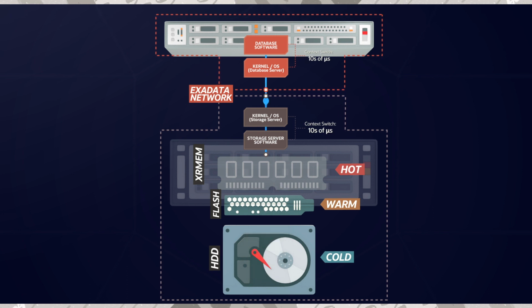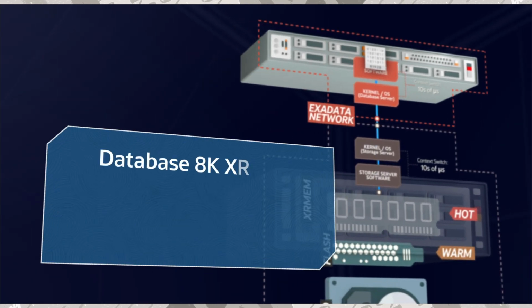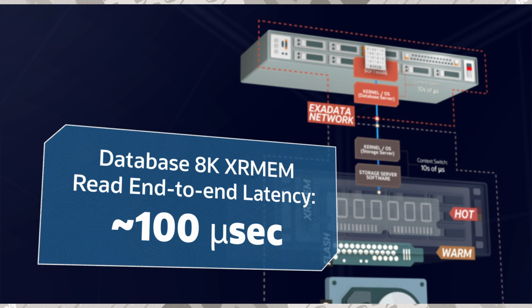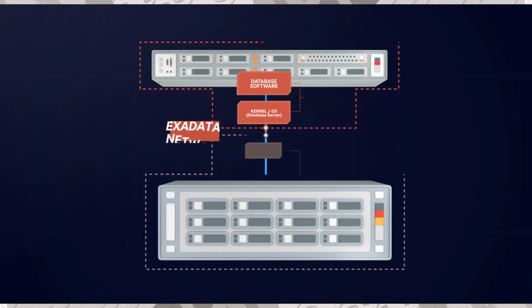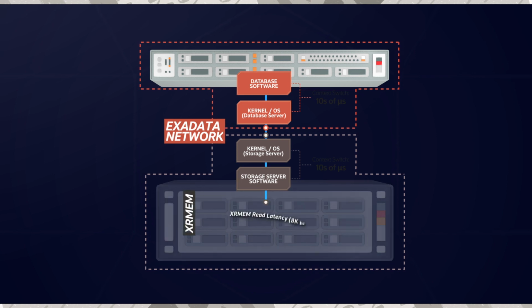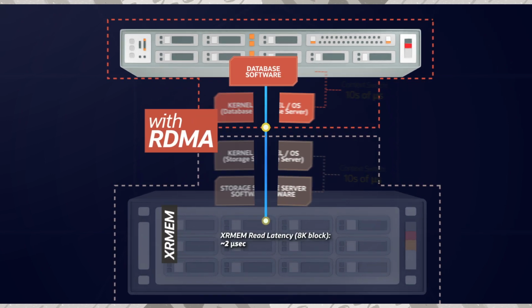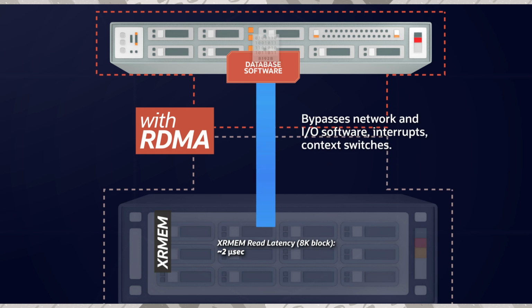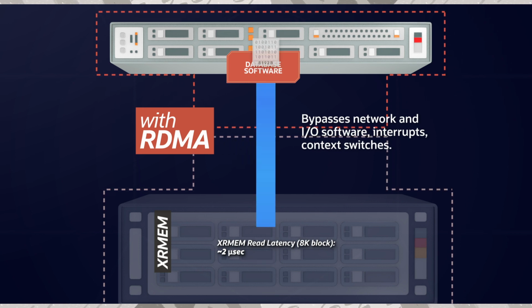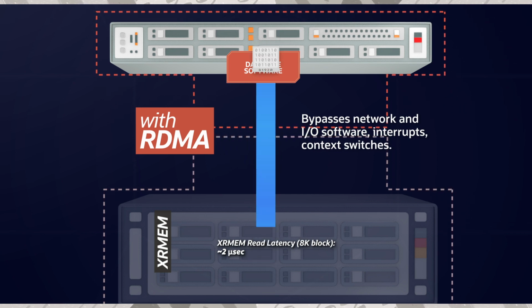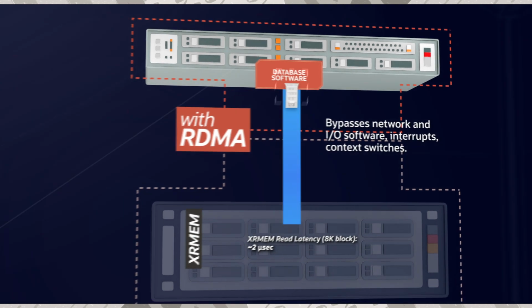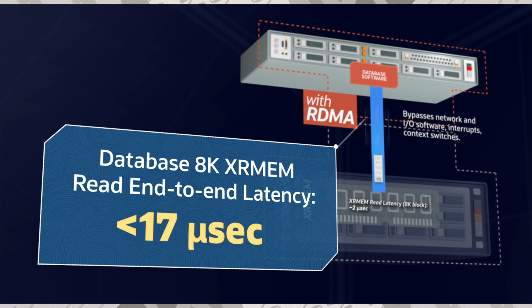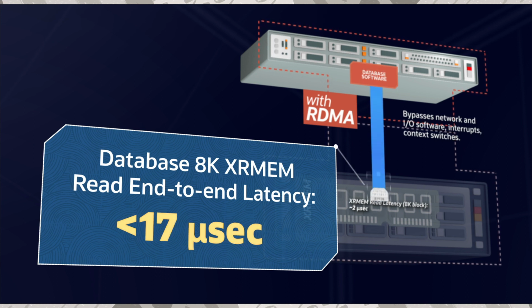End-to-end latency is extremely fast, at around 100 microseconds. Exadata RDMA memory is made even faster because cache data is accessed using remote direct memory access. RDMA calls in Oracle Database bypass communication layers to access RDMA memory areas of Exadata storage directly. Latency becomes much faster, dropping from 100 microseconds to the incredible speed of less than 17 microseconds.